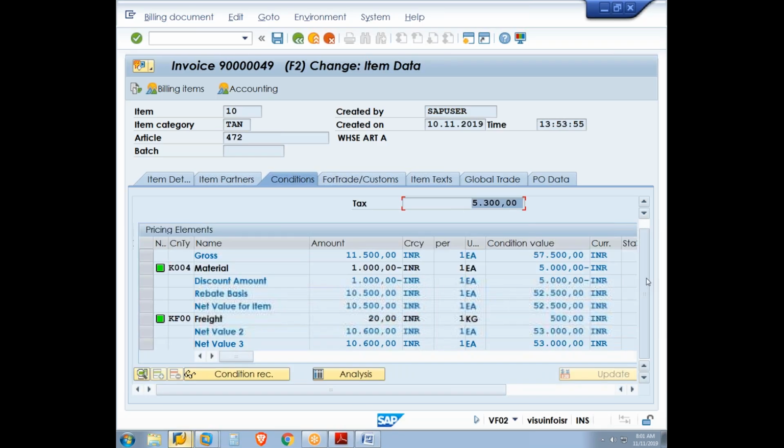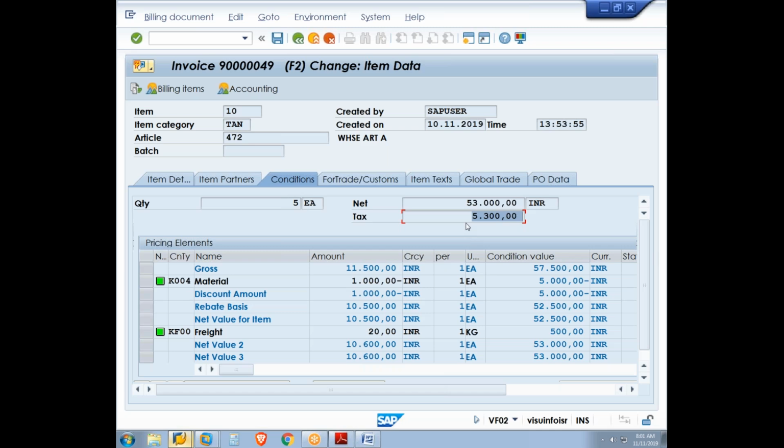So the net is 53,000. Tax is 5,300. When you are posting the amount to the account, the customer account is posted with 58,300. That's the total amount due. That's on the debit side. But it has to balance on the credit side.